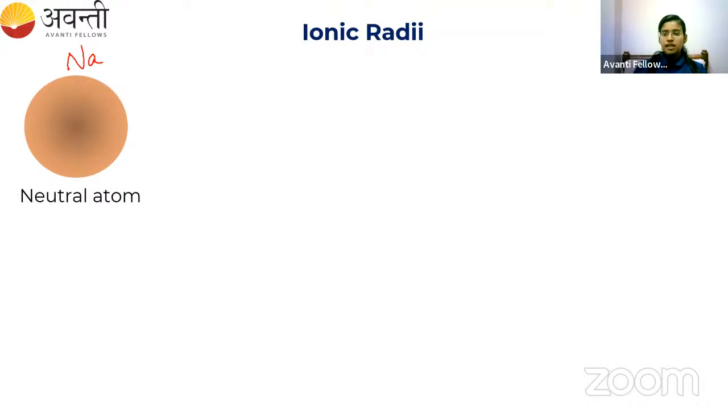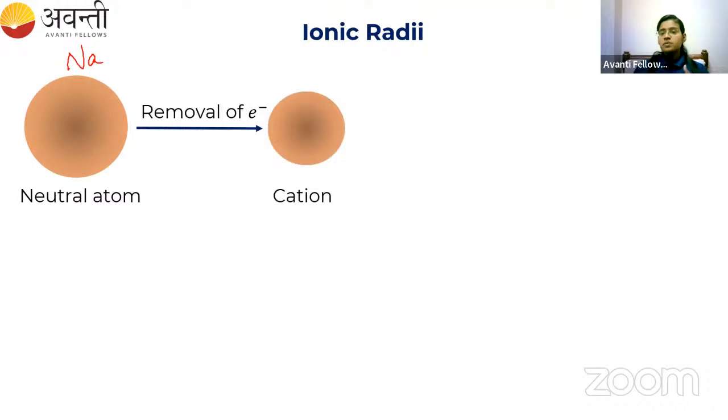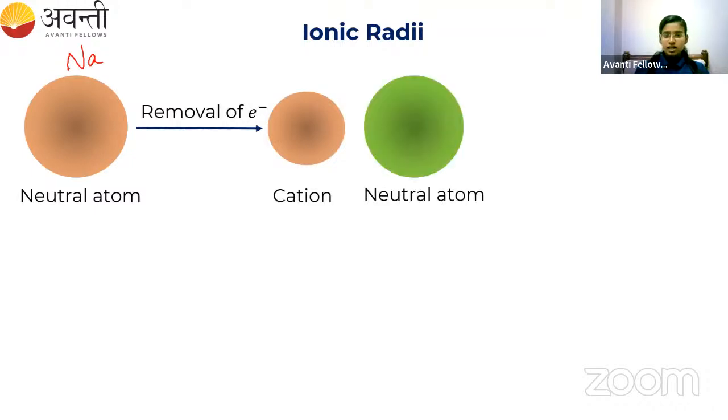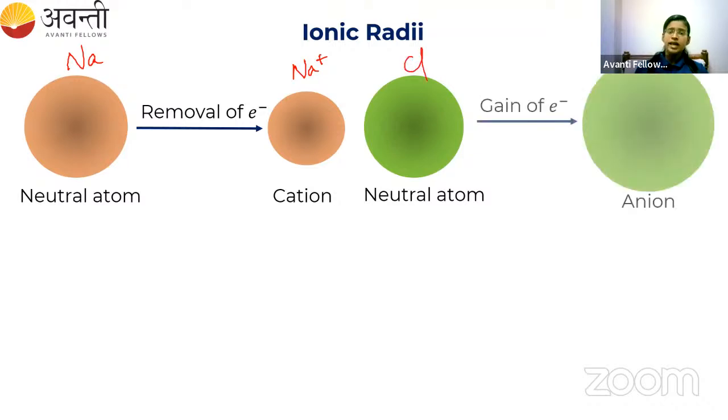Yeah, by the removal of an electron. So if you remove one electron from sodium, you will get a cation, which is Na plus. In the same way, if I take another neutral atom, let me take Cl, and if the Cl gains one electron, it will form an anion with the formula Cl minus.